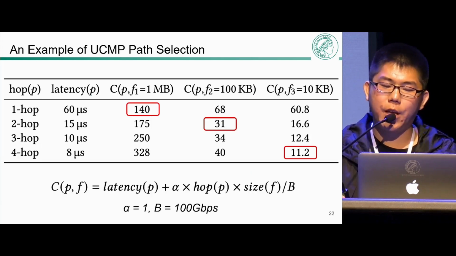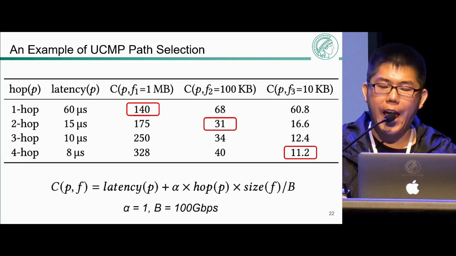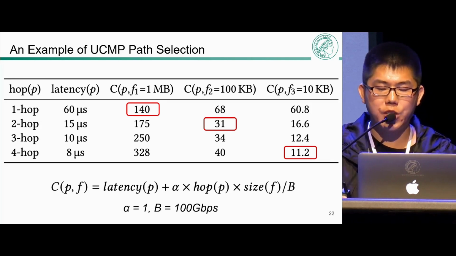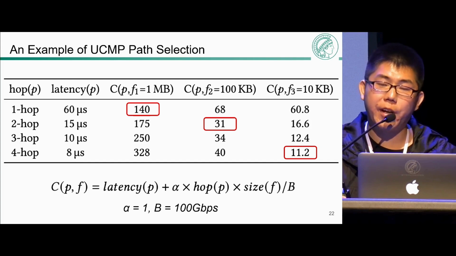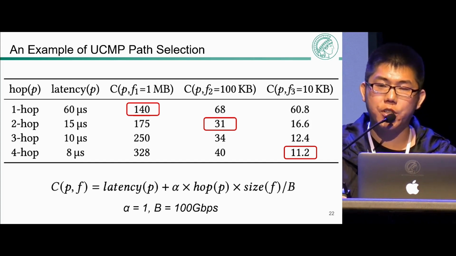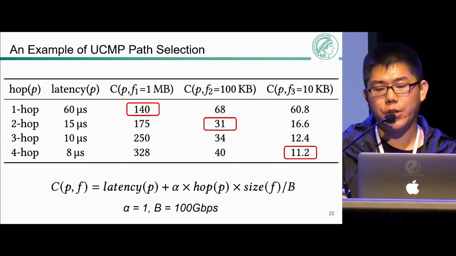Here we show an example of UCMP path selection. There are UCMP paths with hop count varying from 1 to 4, and we have 3 flows, and their sizes are 1 megabyte, 100 kilobytes, and 10 kilobytes. For each flow, we calculate the uniform cost and list it in each column. Then we choose the minimum uniform cost and select the corresponding path.